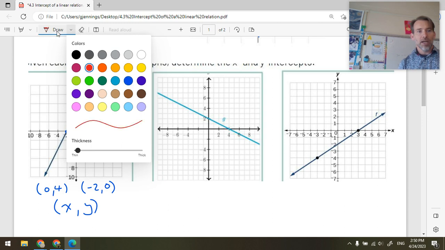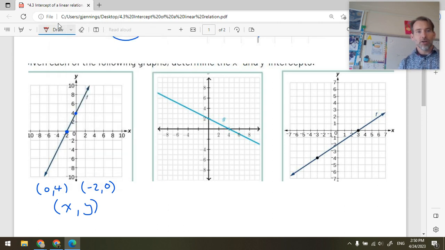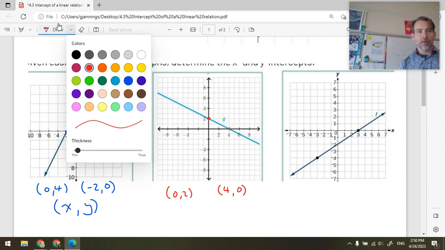And then let's go red here. So over here on this line, here is the y-intercept. So that's the point (0, 2): 2 in the y, 0 in the x. Here is the point 4 in the x, 0 in the y. So those are those intercepts.